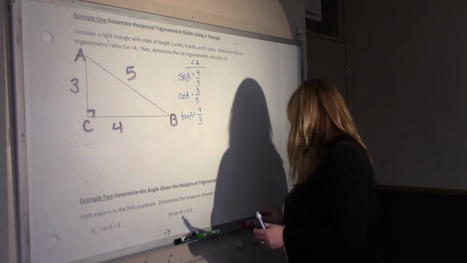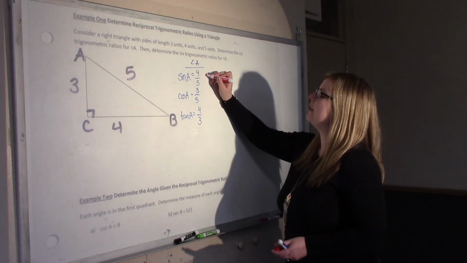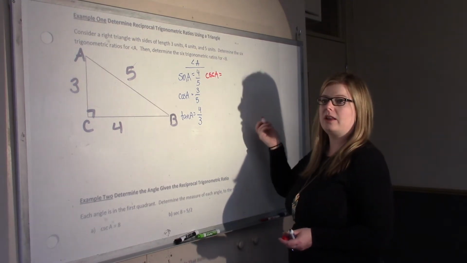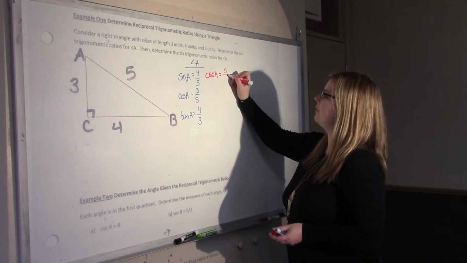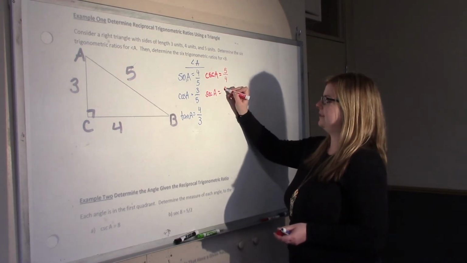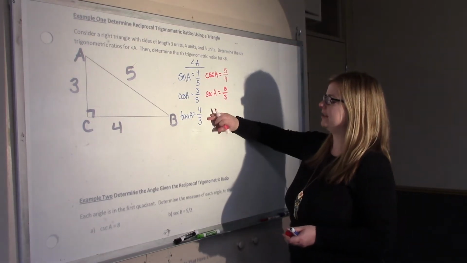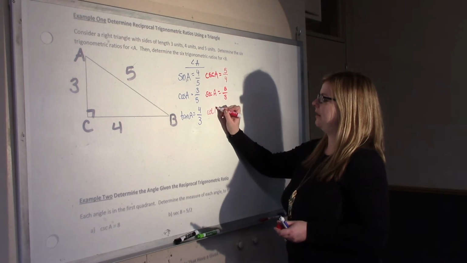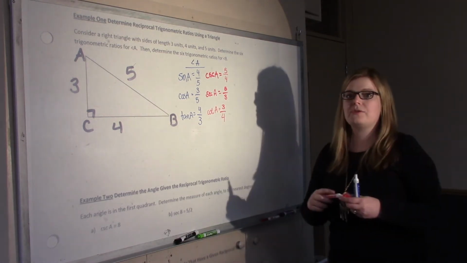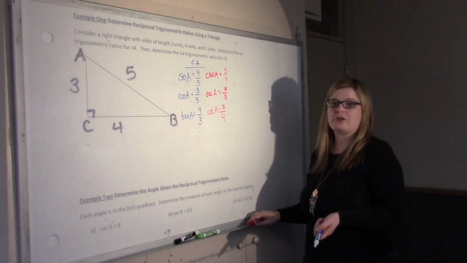Okay, so now we find the other 3 reciprocal ratios. So we have cosecant of A, which is just the reciprocal of sine. So that would be 5 over 4. The secant of A is 5 over 3. And then the cotangent of A is 3 over 4. Okay, so now we're going to do the same thing for angle B. So pause the video and do it on your own, and then check to make sure you did it right.